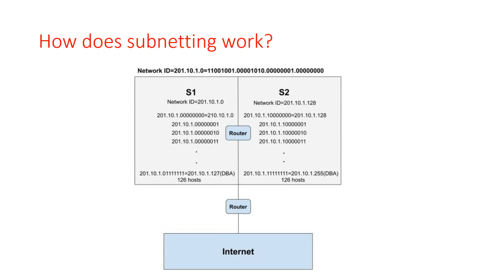So with one bit we can divide it into two networks, that is 2 raised to 1. If we want to divide it into 4 networks, then we need 2 raised to 2, that is equal to 4 networks.